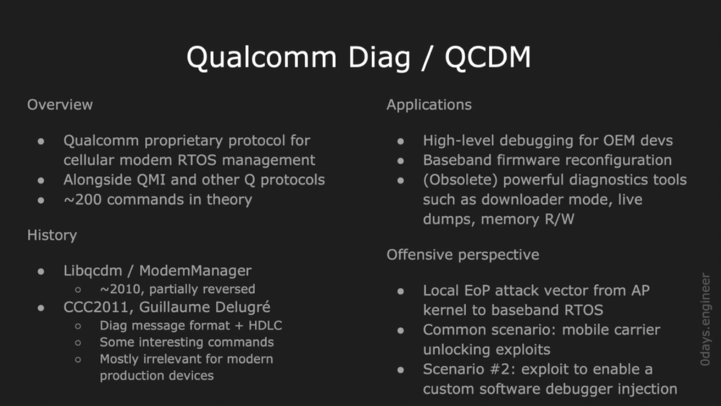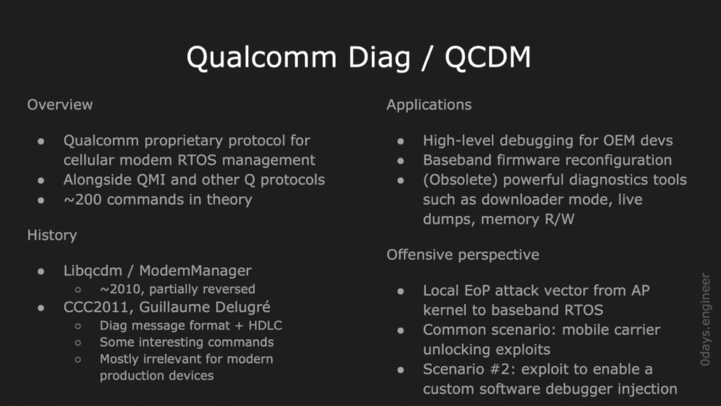From the offensive perspective, the Diag protocol represents a local attack vector from the application processor to the baseband. A common scenario of how it can be useful is unlocking mobile phones which are locked to a particular mobile carrier. If we find a memory corruption vulnerability in the Diag protocol, it may be possible to execute code directly on the baseband and change some internal settings. This is usually accomplished historically through the AT command handlers, but internal proprietary protocols are also very convenient for that.